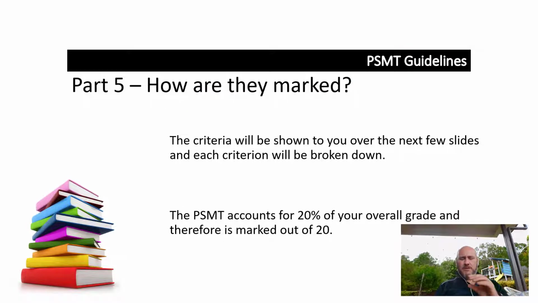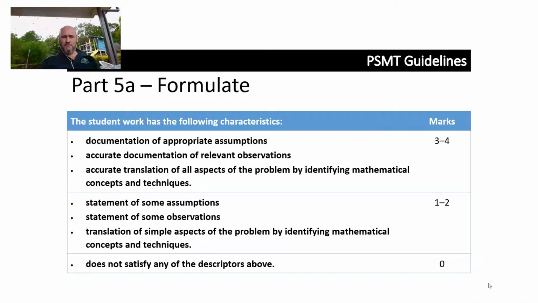So a PSMT accounts for 20% of your overall grade. And I won't introduce this for every video, but I'll just talk about it briefly now for the first criteria. The criteria are broken down over 20 marks. So this is out of 20 every time we do it. So just expect that, PSMT 20 marks, and you're aiming for that 15 plus. So let's have a look at the first one.